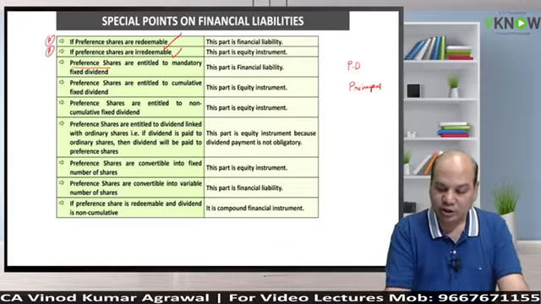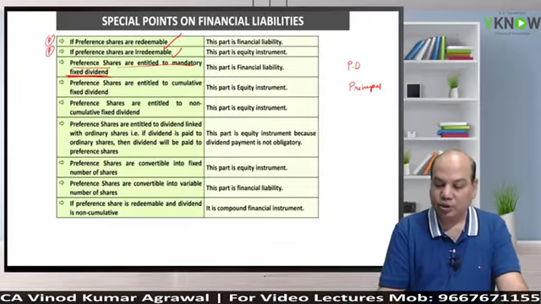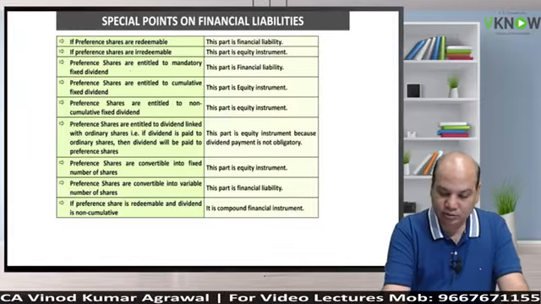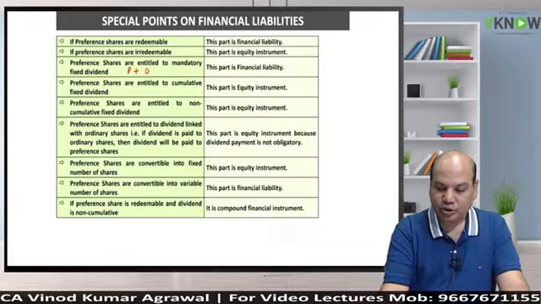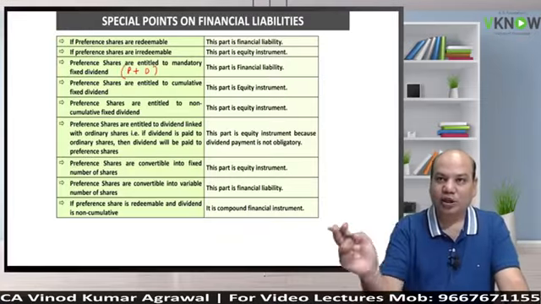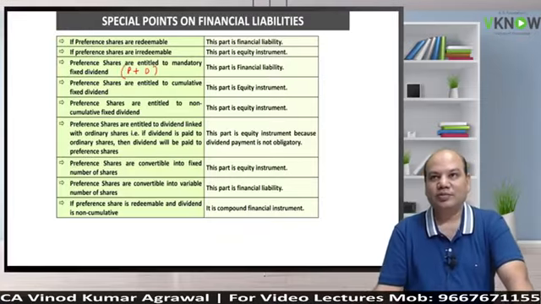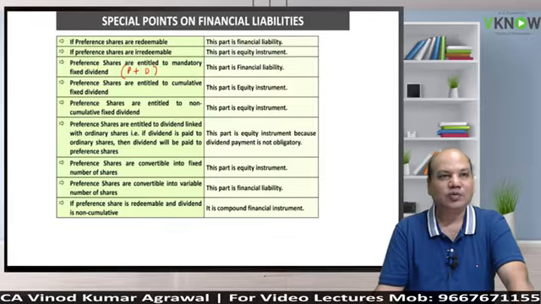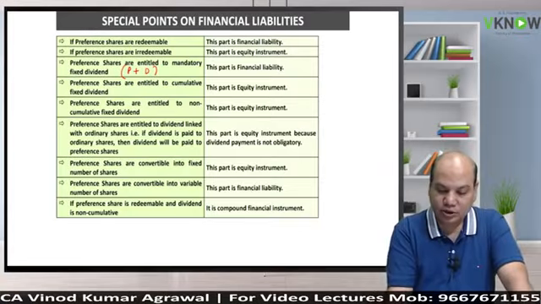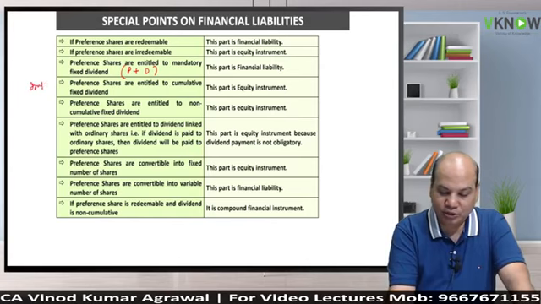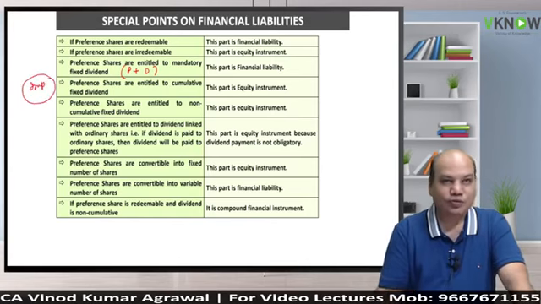What about dividend now? Preference shares are entitled to a mandatory fixed dividend. So here we have both mandatory clauses. Here principal plus dividend, both are mandatorily to be given. Both are to be mandatorily given, not avoided. Financial liability.